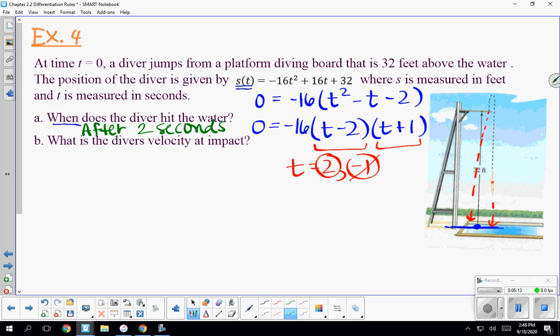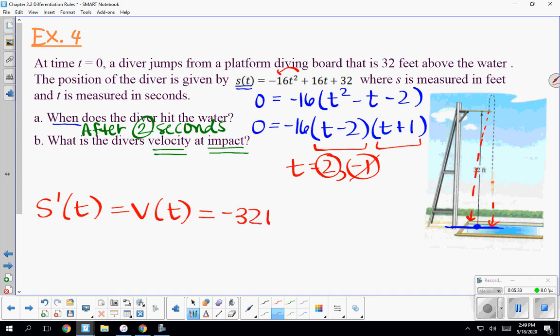The question now says, what is the diver's velocity at impact? So when he hits the ground, or the water, after 2 seconds, what is his velocity? And the velocity is found by finding the first derivative. So s prime of t will give me the velocity. So again, I use the power rule, so I'll get negative 32t. Here I'll just get plus 16, and the derivative of 32 is 0.